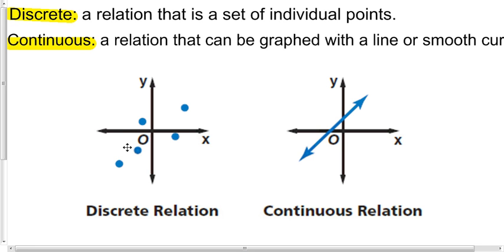Discrete relations, these are individual points. When you graph them, you simply plot the points and you do not connect them. A continuous relation can be graphed with a line or a smooth curve. Discrete, continuous, 2 different kinds of graphs.